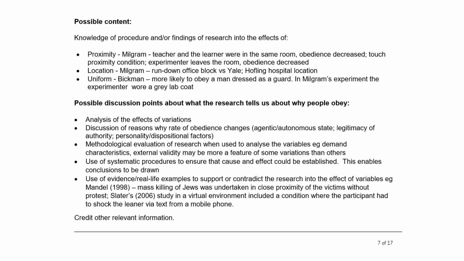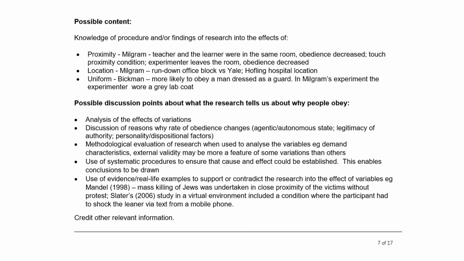The discussion of reasons why rate of obedience changes. Now, we haven't talked about that in here, but this is this thing called social psychological explanations, such as your agentic and autonomous state and legitimacy of authority, and dispositional explanations. That's like your personality, which we'll cover more in a different video. But it just shows also that the mark scheme's looking for variation in a sense. It doesn't want you to just focus necessarily on just one spread of the book. You can use things from different bits of the social influence topic as a whole. And I wanted to really point that out because it's something that students don't think they can do.